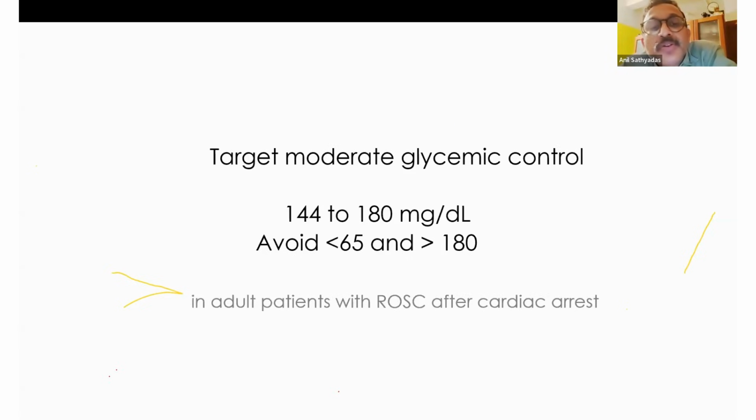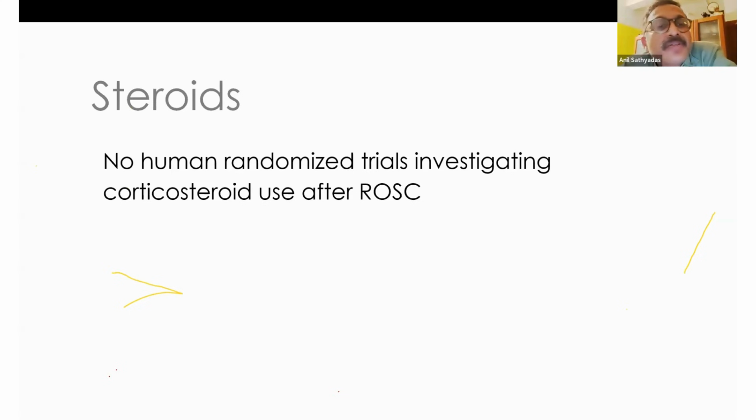And coming to sugar control, the 2025 guideline asks you to avoid anything less than 65 and more than 180. In the previous guideline, the recommendation was 140 to 180, and that is what we follow for most ICU patients. So not too low, not too high. This is the recommendation for adults.